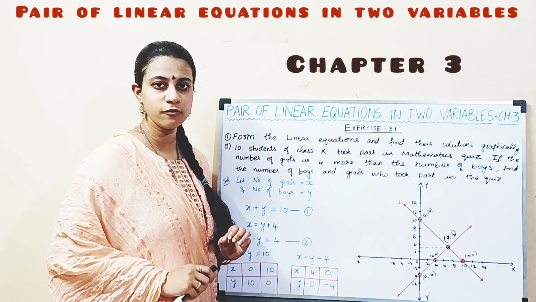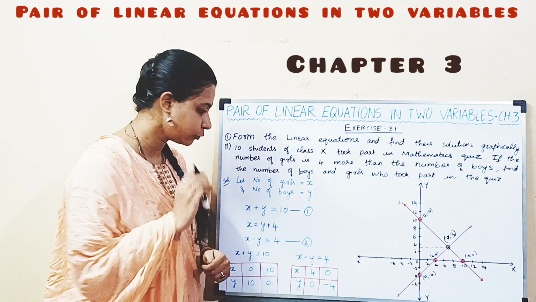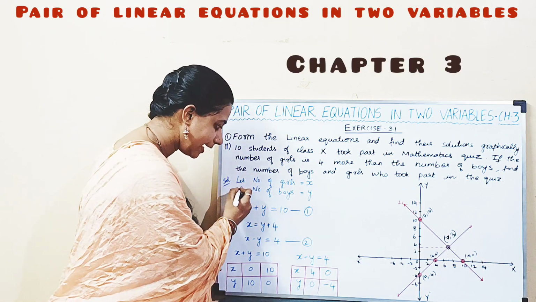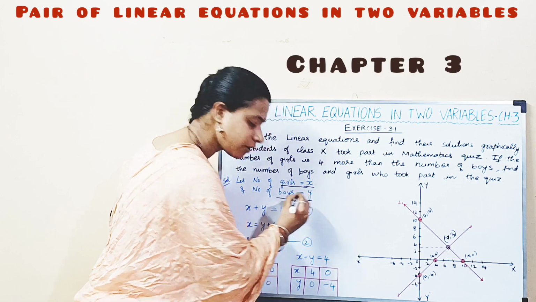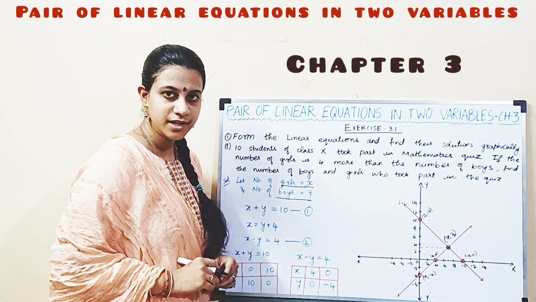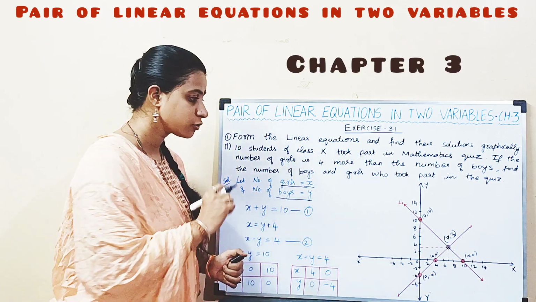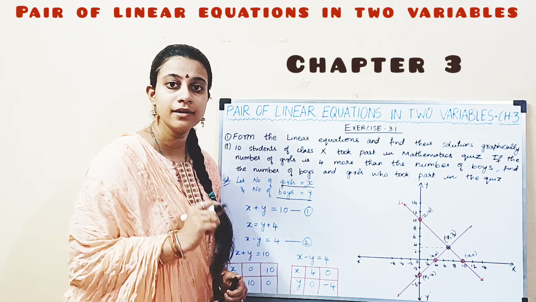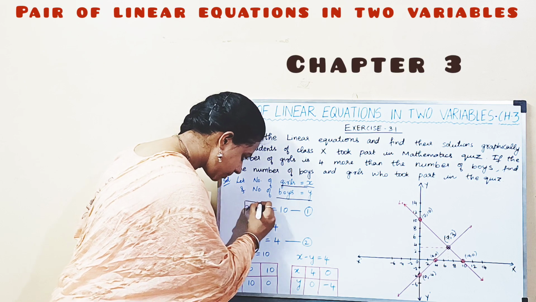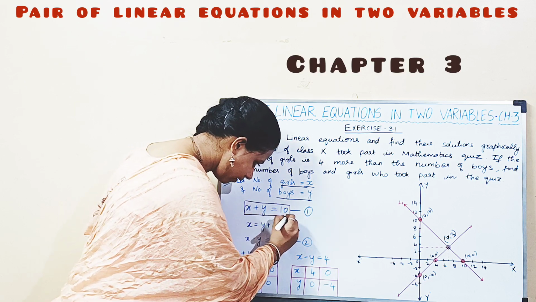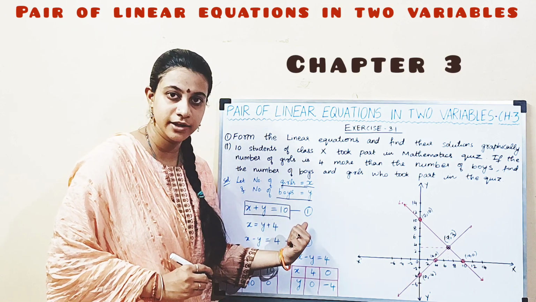Now we have to find the number of girls and boys who took part in the quiz. In the first step, we will assume let number of girls be x and number of boys be y. Now what is given here? 10 students of class 10 took part in the mathematics quiz. So number of girls and boys put together, 10 students have taken part in the quiz. So number of girls plus number of boys is equal to 10, which is nothing but x plus y is equal to 10. This equation I am marking as 1.